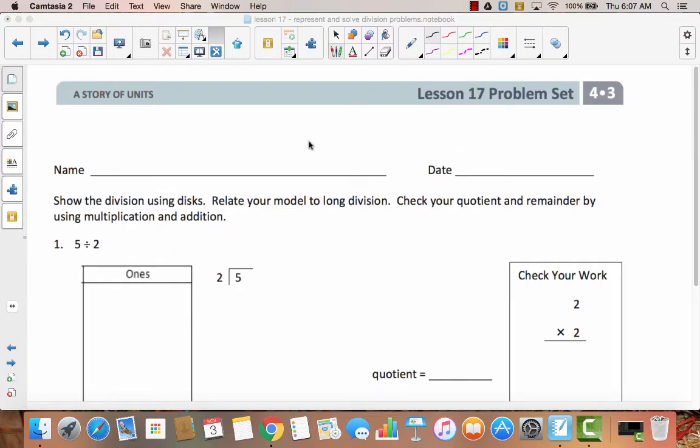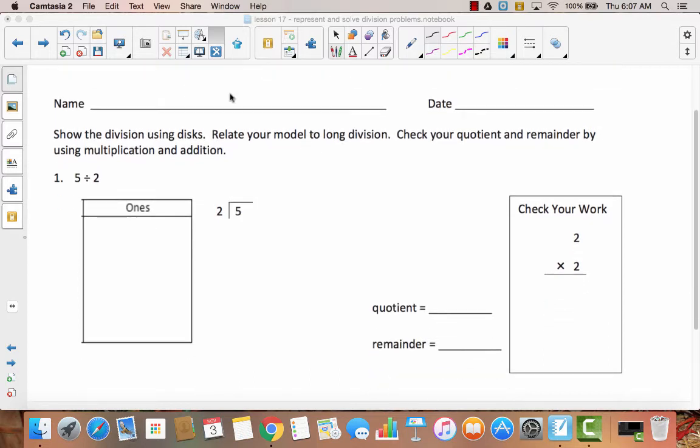All right, so let's take a look at number 1. Go ahead and write your name on your problem set, and then let's take a look at the directions. Show the division using DISC. Relate your model to long division. Check your quotient and remainder by using multiplication and addition. All right, so we have 5 divided by 2.